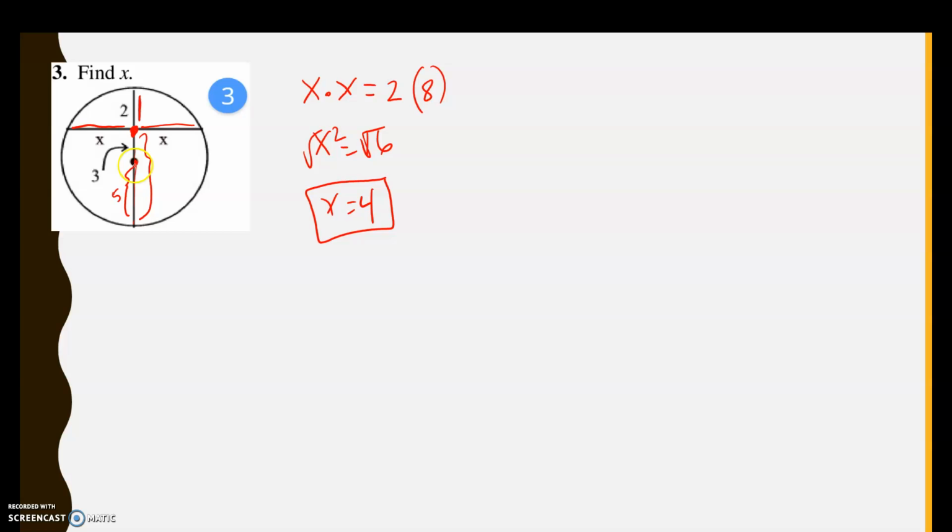But right here is most likely where you guys had your trouble. You had to figure out what your radius is. And we know that all radii are the exact same in your circle. So if this guy is 5, because my 2 plus 3 here, and then I'm going to add the 3 plus the 5 to give me a length of 8.